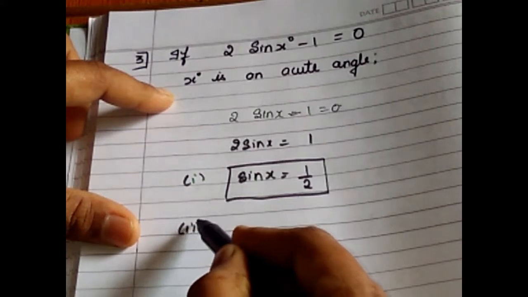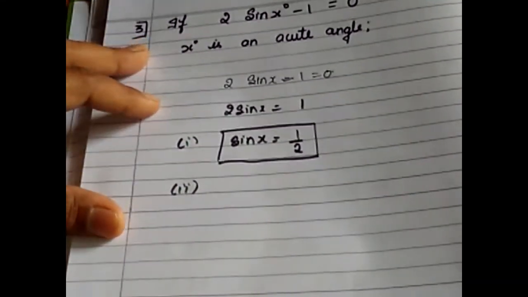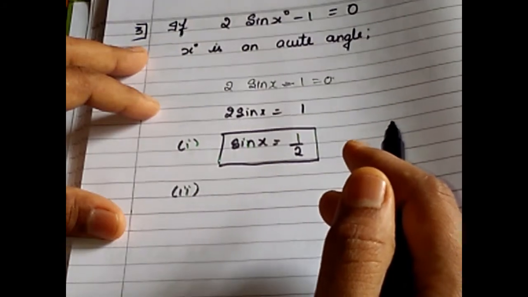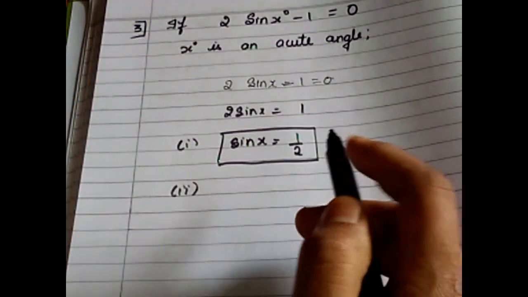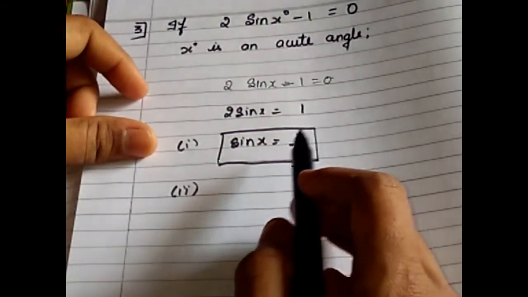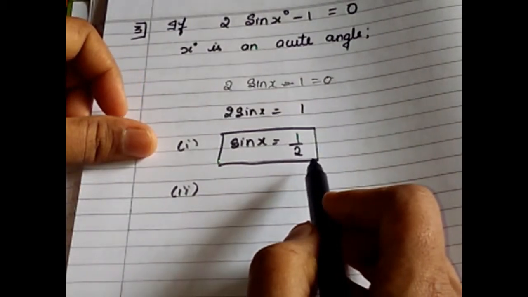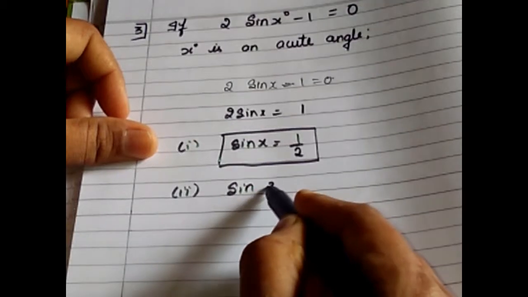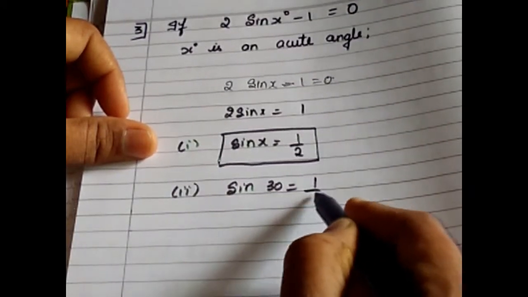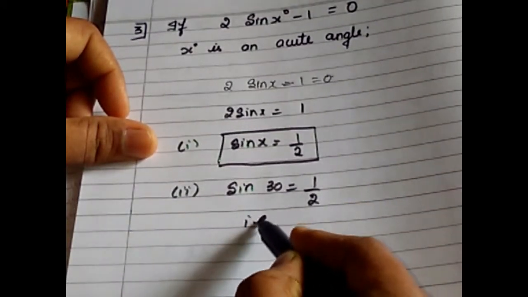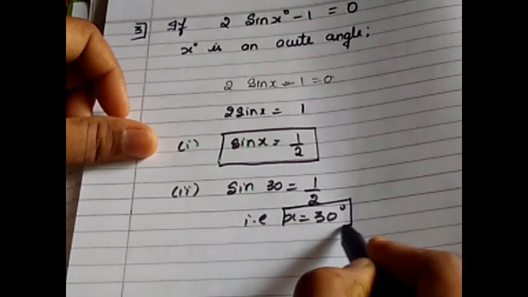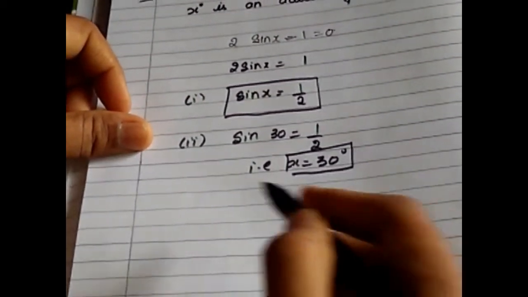The sub question 2 is I need to find what is the measure of x degree. Go back to the table, try to recall, children, which value of sine is 1 by 2. It is nothing but equal to 30. So sine 30 is equal to 1 by 2, that is x is equal to 30 degree. Hence sub question 2 is solved.